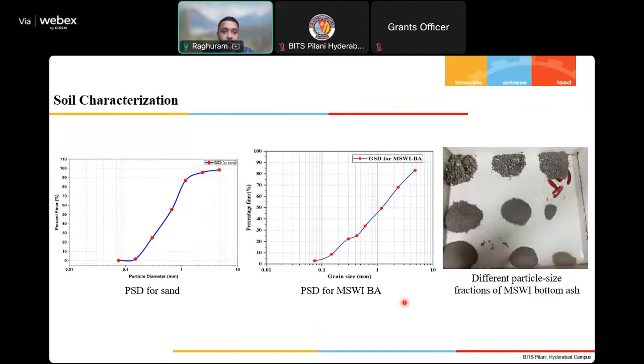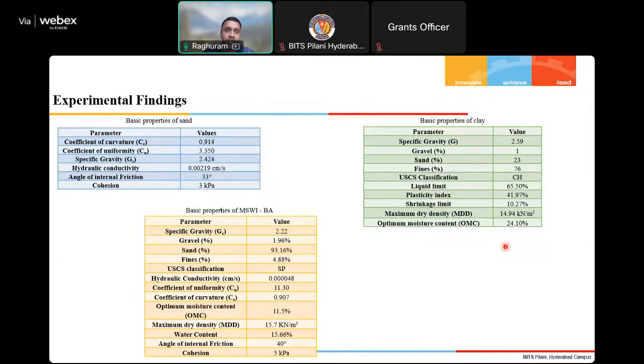So the experimental program. This is the grain size analysis of the sand that we have used in our study. And this is the particle size distribution of the bottom ash. You can see poorly graded sand. And these are the segregated ash with different sizes. You can see this one. And these are the properties of sand, clay, and the bottom ash that we have used in the study.